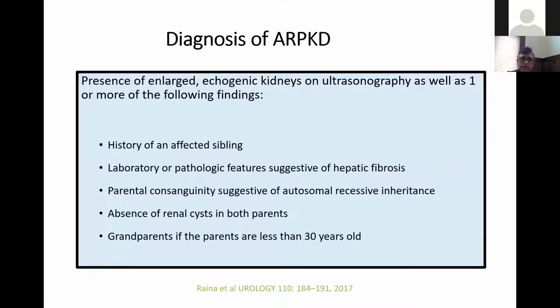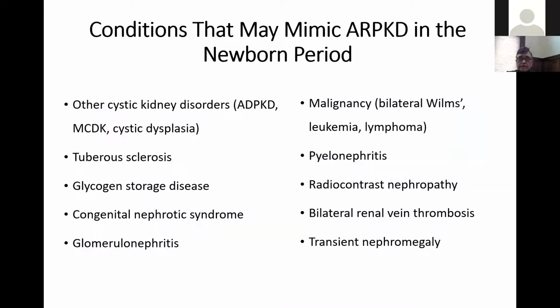This is a paper on how to diagnose ARPKD: history of an affected sibling, lab or pathological features suggestive of hepatic fibrosis, which is very specific. Parental consanguinity is suggestive of autosomal recessive inheritance, with absence of cysts in both parents and grandparents if the parents are less than 30 years of age. This is your diagnostic criteria at the bedside for diagnosing ARPKD, and it can mimic pyelonephritis, radiocontrast nephropathy, bilateral renal vein thrombosis, you name it.